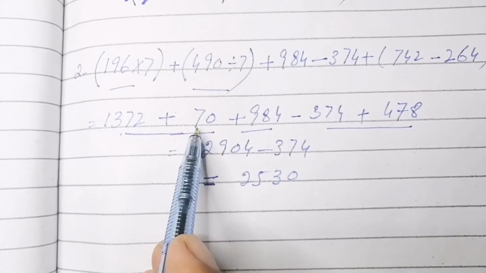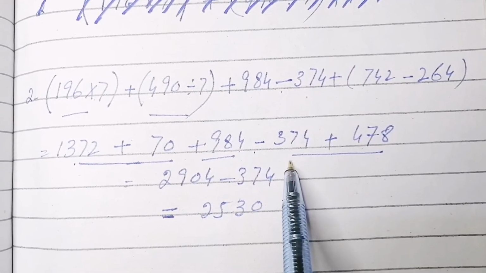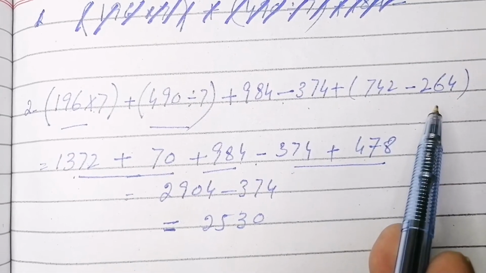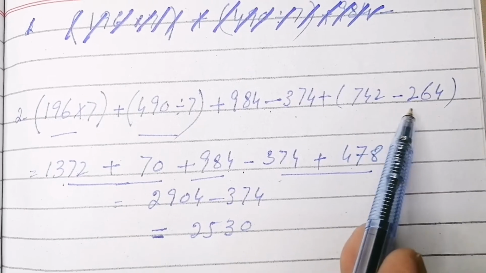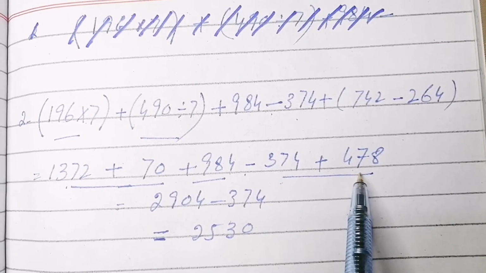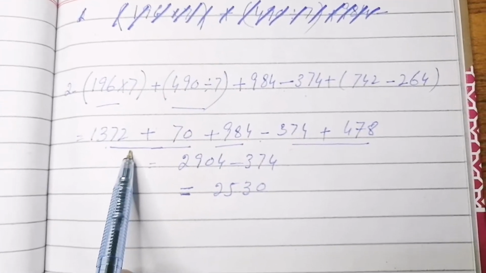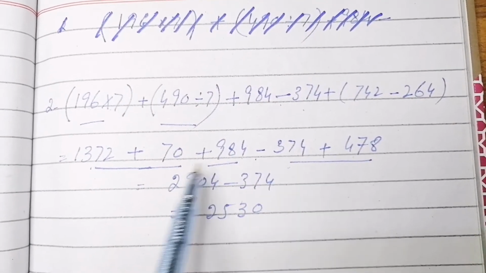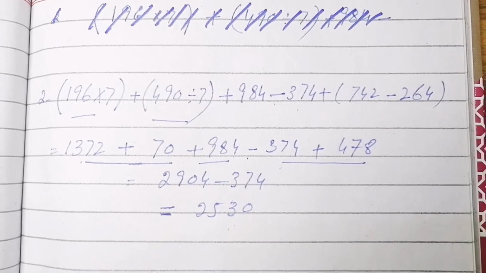So 70 we have written here, and then 984 as it is, 374 as it is, and then the last bracket will be solved. So simply you subtract 742 minus 264 and you'll get 478, right? Then you have subtraction and addition, so add them first and then you subtract and you'll get the answer, right?